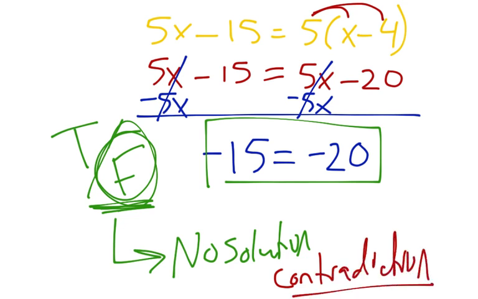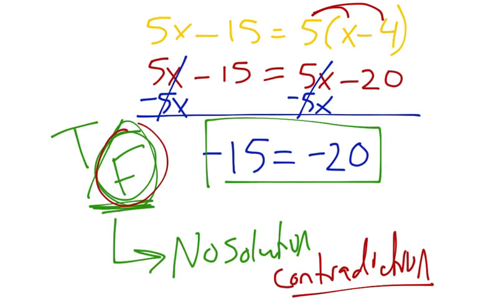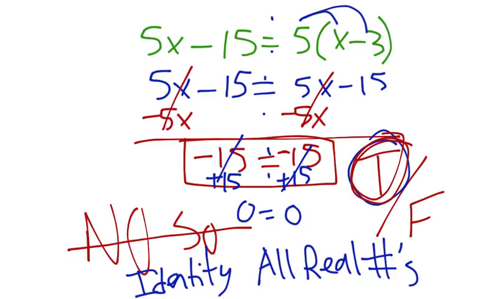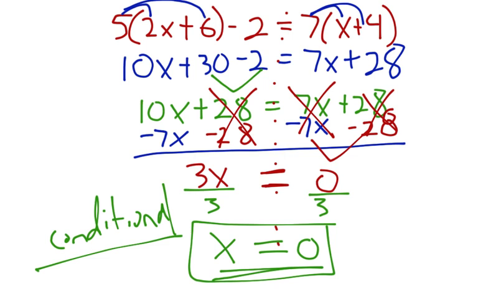Okay, so again, variables might cancel. If they do cancel, you've got to think true or false. In this first case it was true, in the second case it was false. So when it's false, you get no solution. If it's true, it's identity, all real numbers. Okay? And then if you have just any answer, like we've had in the whole last lesson, those are all conditional on that particular one answer.